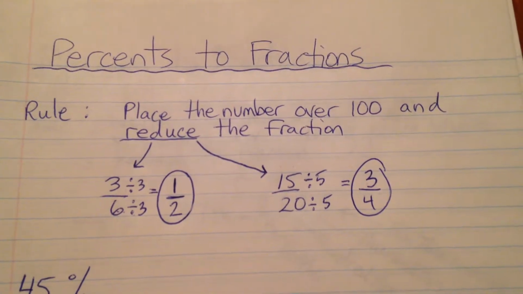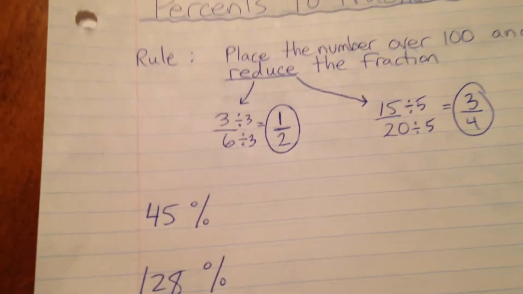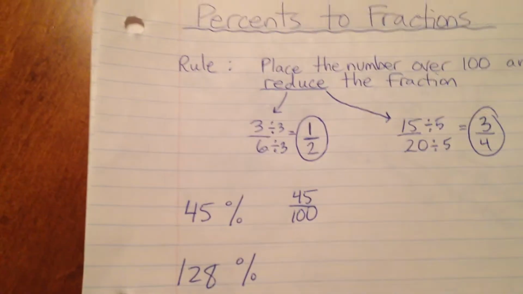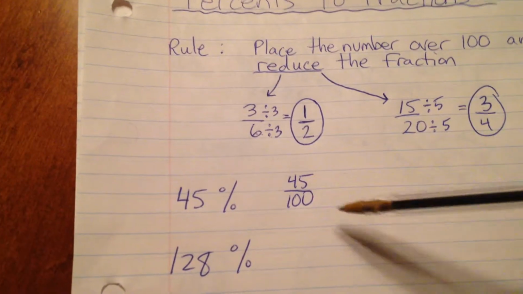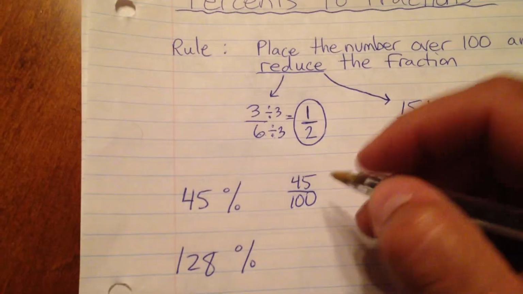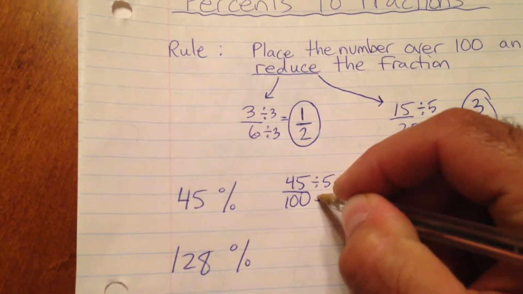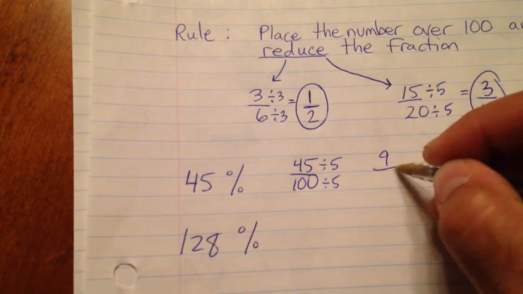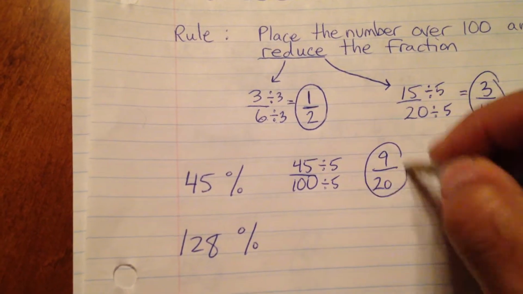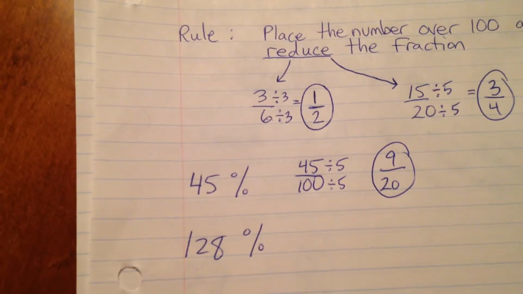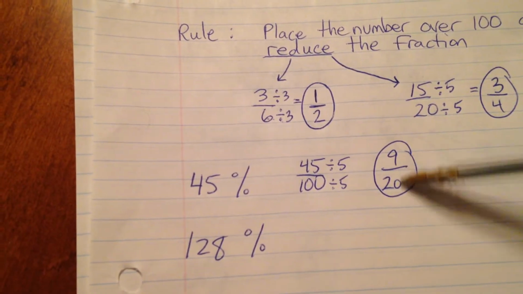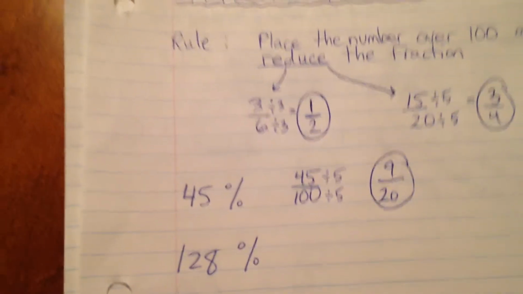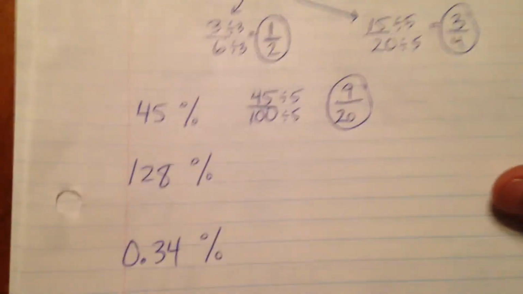Okay, so place the number over 100 and reduce. Let's go right ahead. We've got 45%. Place 45 over 100. And now I must reduce it. Once again, they end in 5 and 0, so these numbers both divide by 5. What do they have in common? They both divide by 5. So 45 divided by 5 is 9. 100 divided by 5 is 20. And that is reduced because 9 and 20, you cannot divide them by any common number. There's not a number that is going to divide both of them.